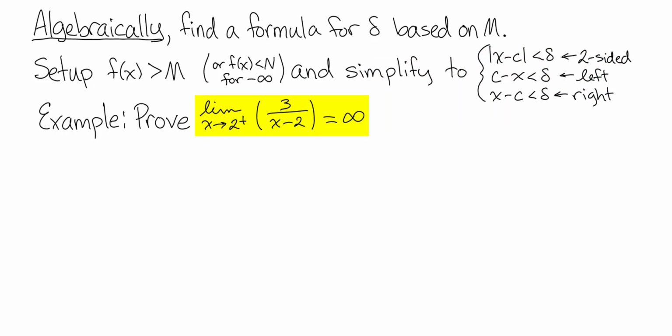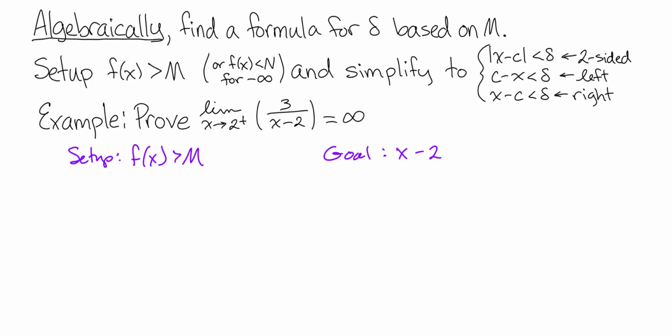For example, prove that the limit as x approaches 2 from the right of 3 over x minus 2 equals infinity. This is our example from above. So our setup here will be that f of x is greater than m. And our goal is to have x minus 2 less than delta. This is because if here's our 2, and this is 2 plus delta, our x's are on the right side. So x minus 2 is less than the distance delta.